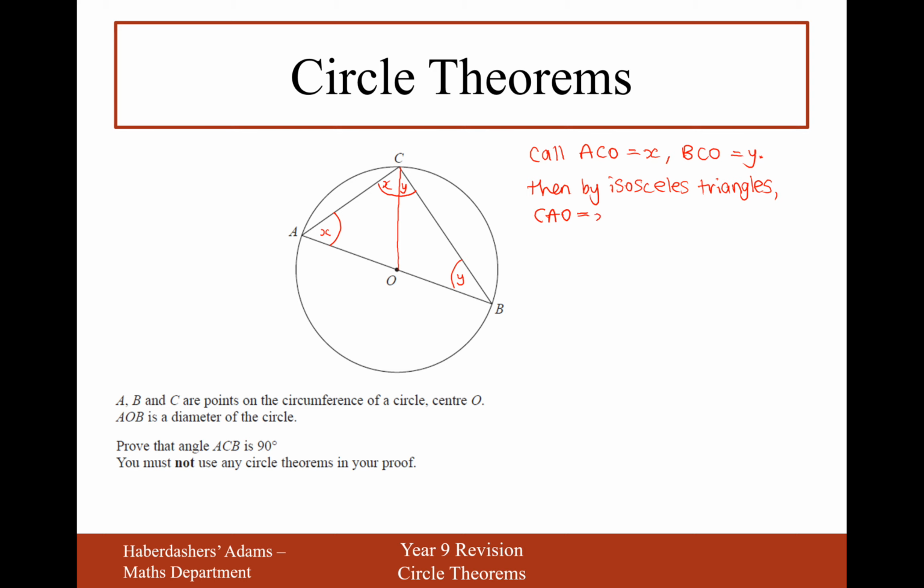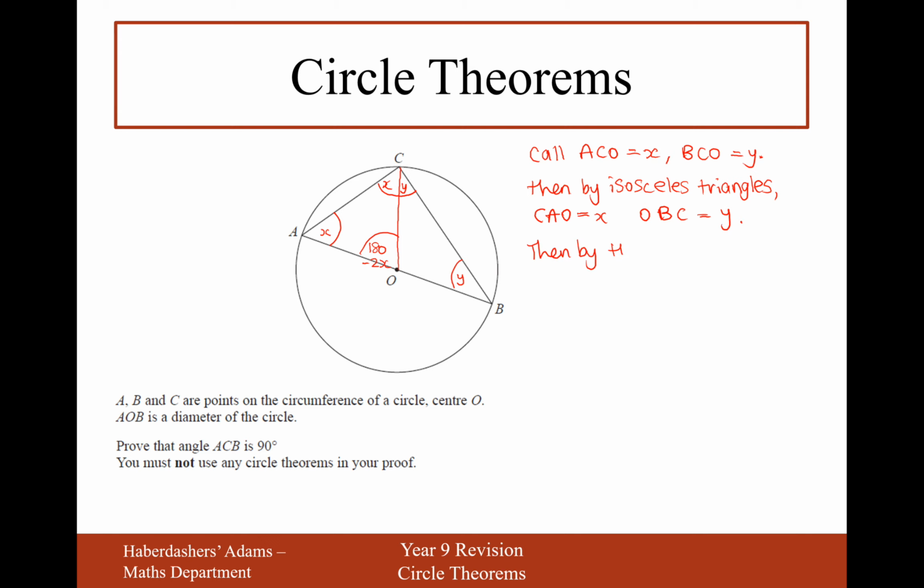CAO equals x, that's the angle from C to A to O, that's also x, and this one down here, O to B to C, also equals y. Then, from angles in a triangle adding up to 180, this angle here is going to be 180 take away 2x.